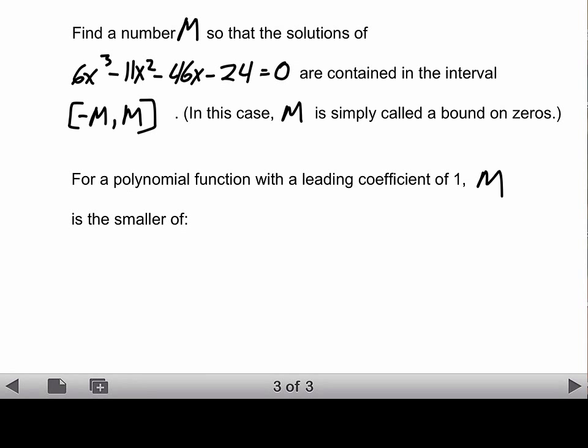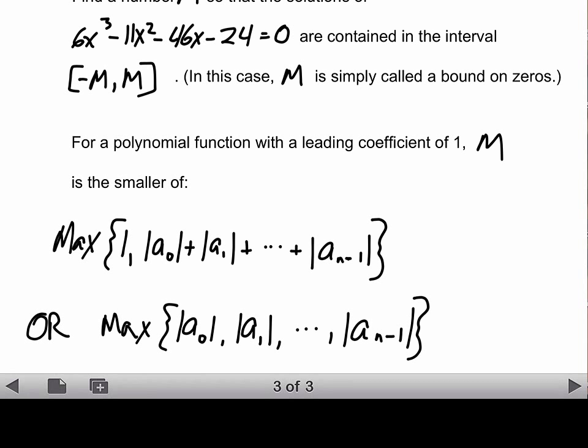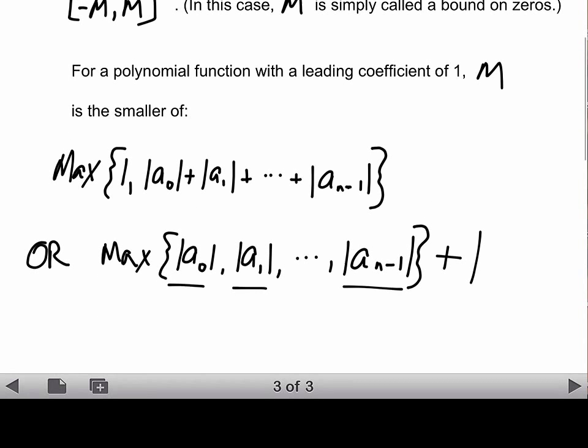For a polynomial function with a leading coefficient of 1, m is the smaller of, oh my gosh, what is all this? Okay, m is the smaller of the maximum of one of two numbers, either 1 or the absolute values of all the coefficients added together. Notice this stops at a sub n minus 1. It doesn't include the leading coefficient of 1. Or the maximum of the absolute values of all the coefficients plus 1. A little weird, but this is just going to go in the category of it's a tool for your toolbox. So let's see how this is used.